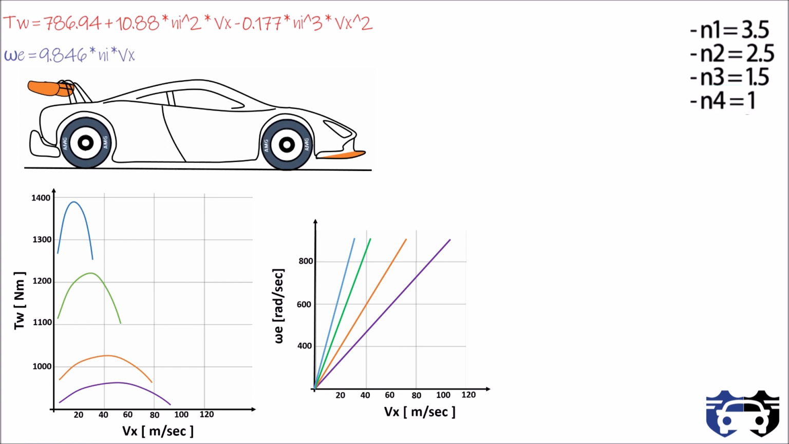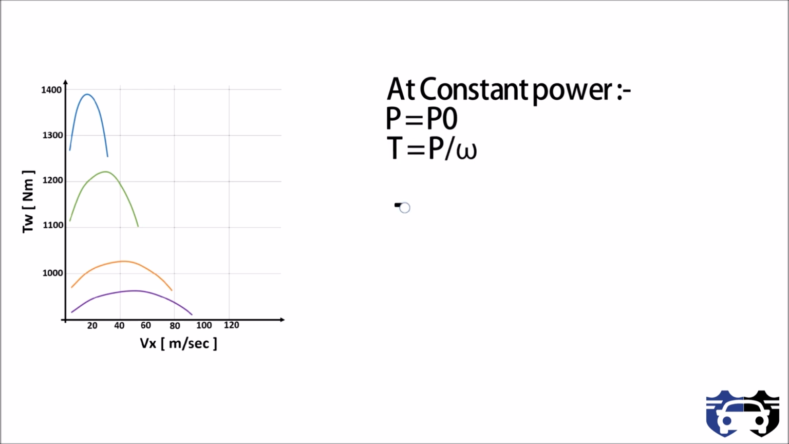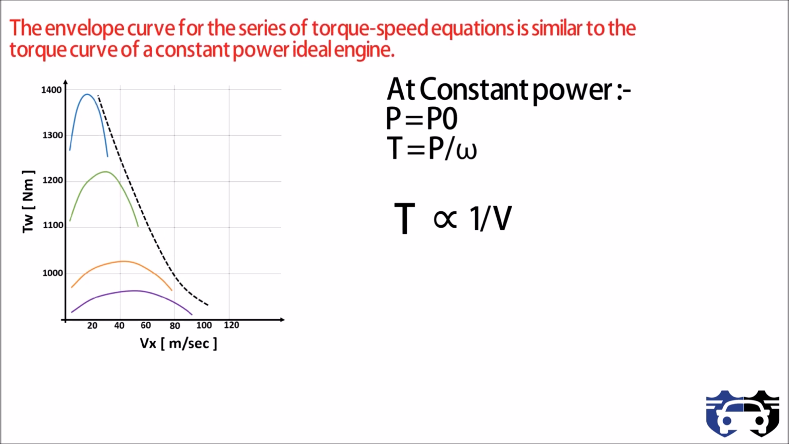So just with some values of engine and gearbox ratio, you can easily plot the curves between torque and velocity, and study of these curves can help you to understand the change of torque at different vehicle speeds and at different gears. Now, if you plot the curve of an ideal engine, that is the engine producing constant maximum power P0, we will get torque inversely proportional to velocity. The ideal engine curve will form an envelope for the series of torque speed equation curves.